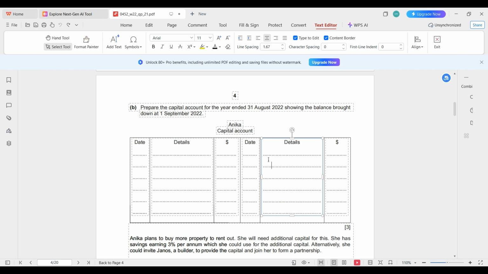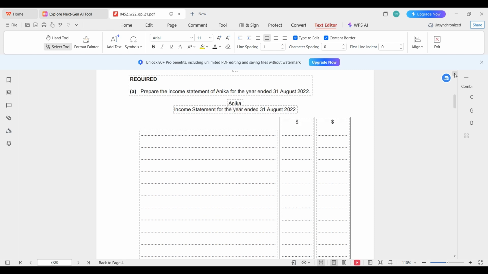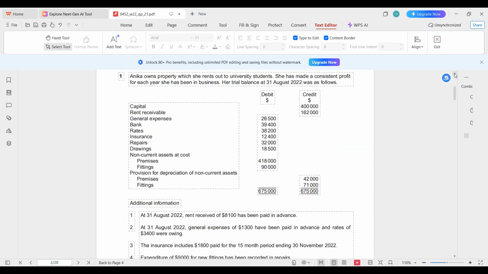So like here, when we started the year, that was in 2021. I'm not going to be very specific about the dates, but 2021, 1 September, when we started the year, our balance on capital, which is balance BD, was how much? Was simply 400,000. Where am I getting this? If you have this paper from 2022 October November, you will see that it's well stated in the trial balance, isn't it? So our balance BD for the capital was 400,000. That's what will come to our capital account as a balance BD at the beginning of the year.